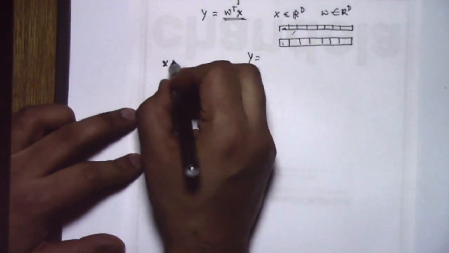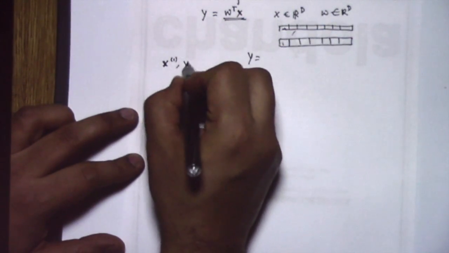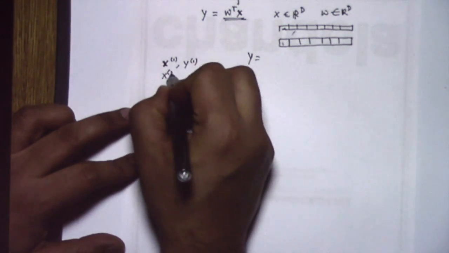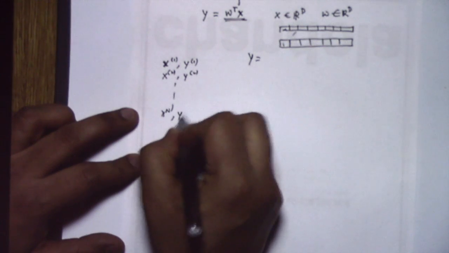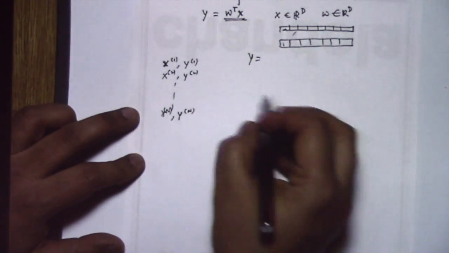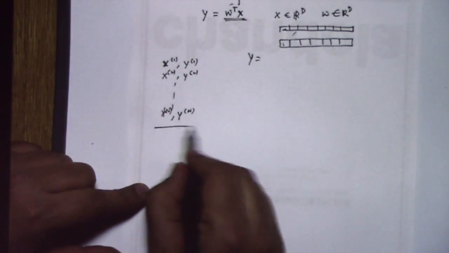The learning task means that I give you some training data: a bunch of x's, x1, y1, x2, y2, and so on. And I want you to learn the best w. That's slightly different from a linear Gaussian system.